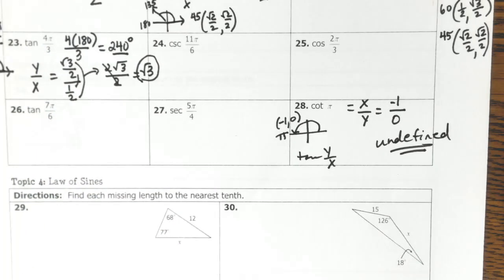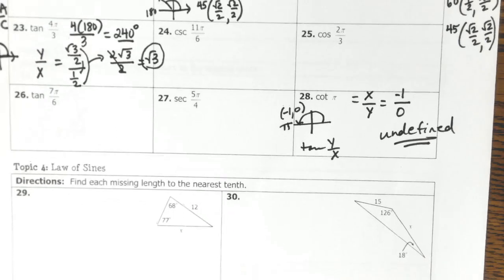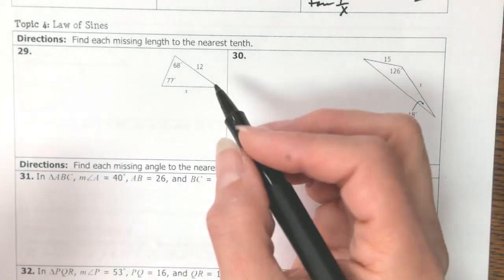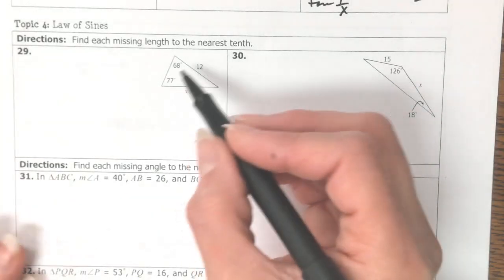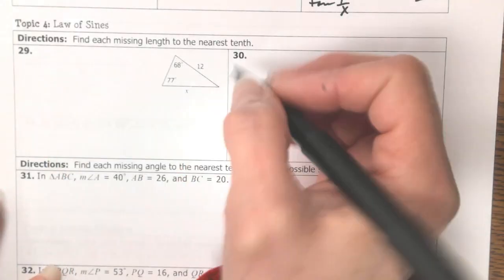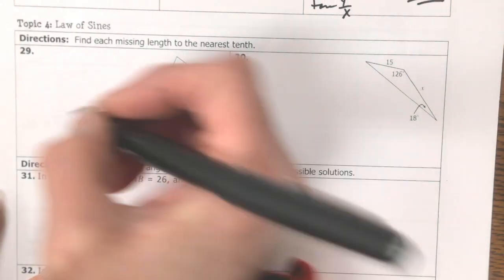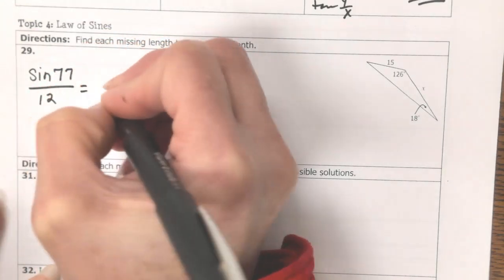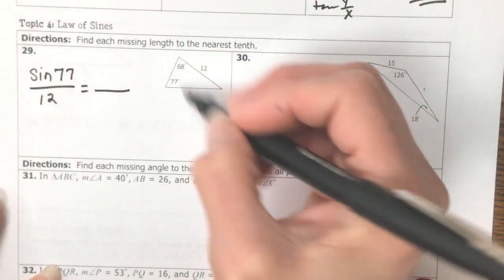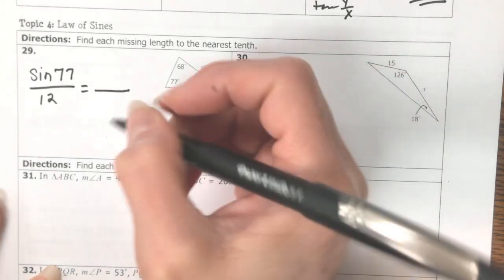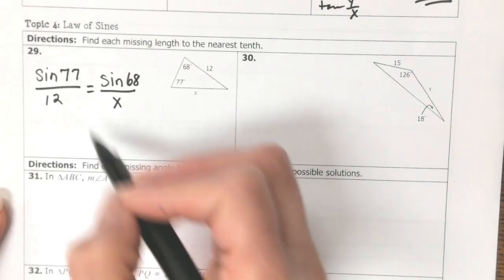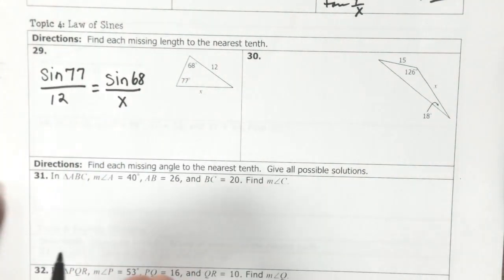Now, I want to keep going and do a few more with you guys. So I'm going to look at a law of sines now. And for a law of sines, we need one set of opposites. And this one has it. The 77 is opposite the 12. So we can say sine of 77 over 12 equals, and then we can do the 68 over x. So we do sine of 68 over x. If we cross multiply, we can solve this problem.